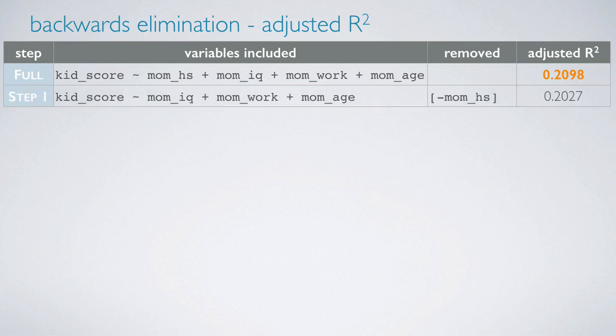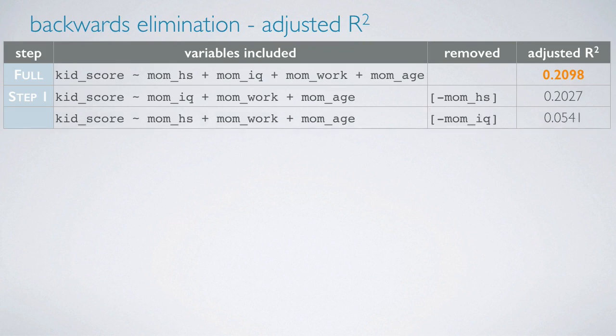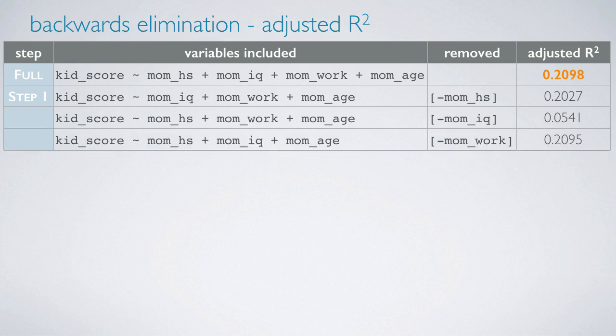So for example, here we've removed the high school status, and the adjusted R-squared is 20.27%. This is not an increase over what we had started with, so we know that it's not a good idea to move to this model. We can also try removing mom's IQ, and we get a really low adjusted R-squared if we do that. It must be that the IQ variable is very important for the prediction of the kid's cognitive score. We can also try removing mom's work status, and that gives us an adjusted R-squared of 20.95%, still not an increase from the original full model.